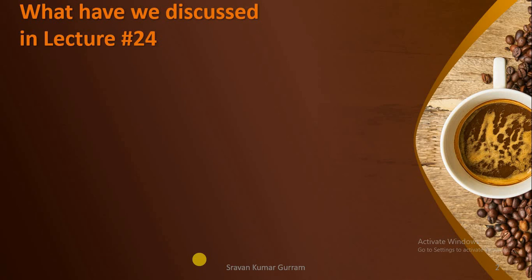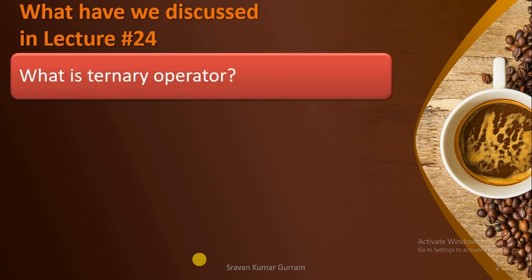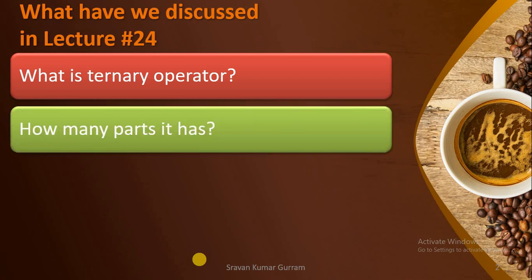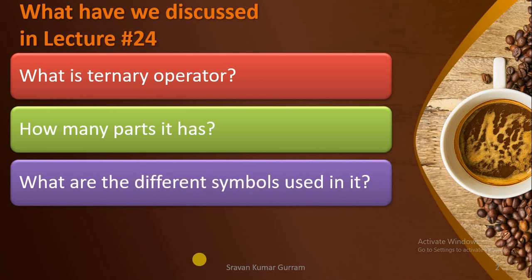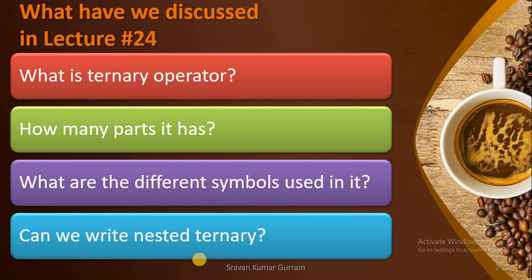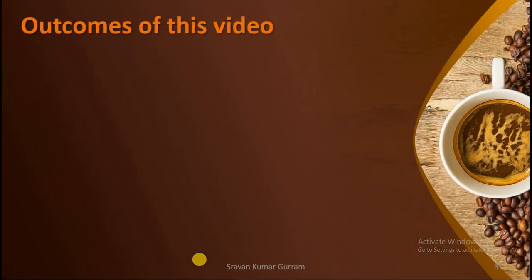Before starting today's session, let us try to recall what we have discussed in our lecture 24. What is the ternary operator? How many parts does it have? What are the different symbols we used in the ternary operator? Can we write a nested ternary? We discussed each and every point in detail in lecture 24 about the ternary operator or conditional operator. If you haven't watched that, please watch that video. The link is given in the description box.